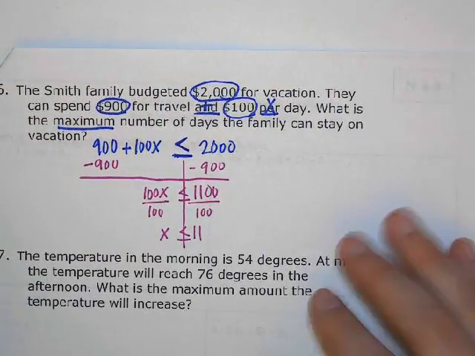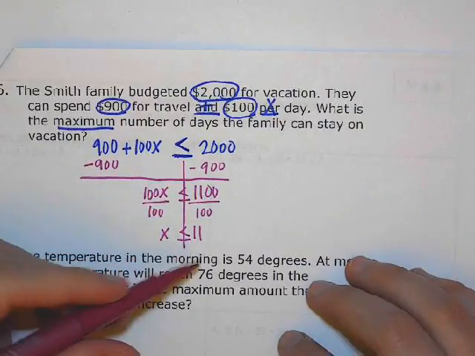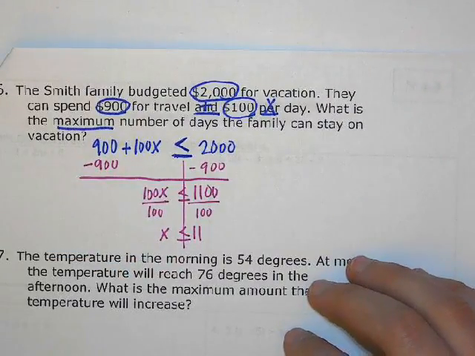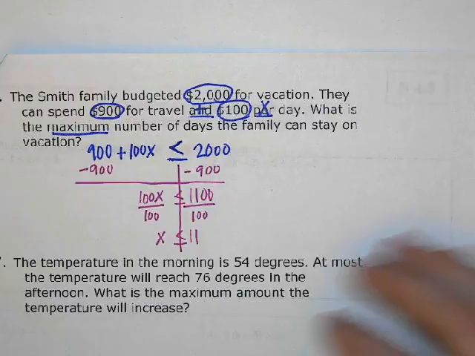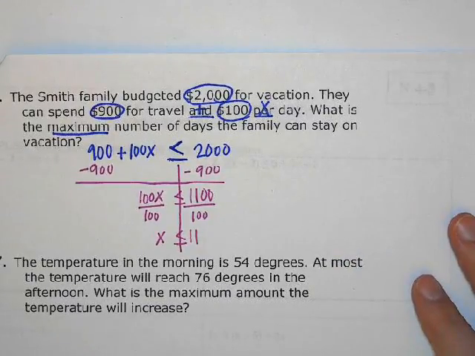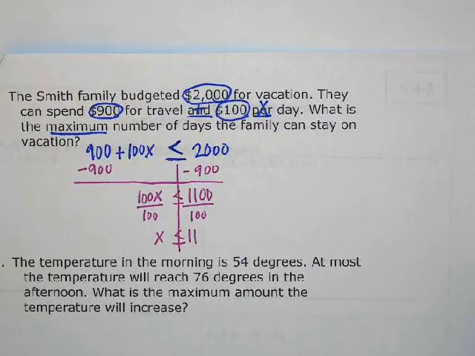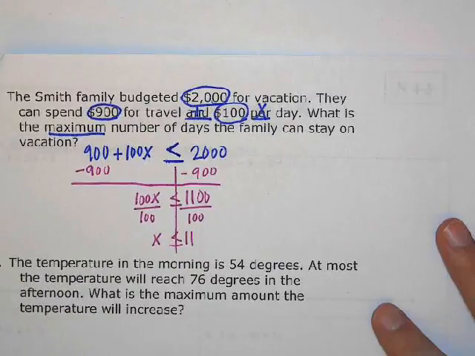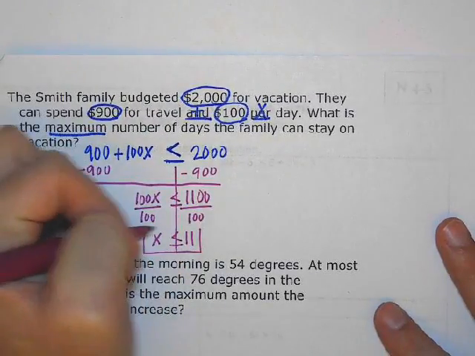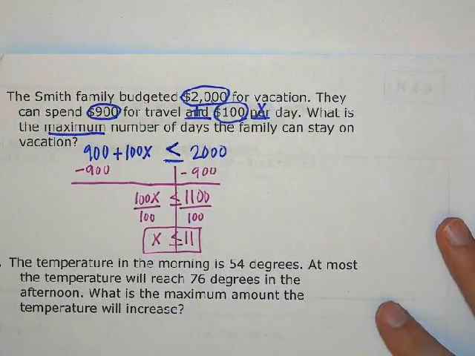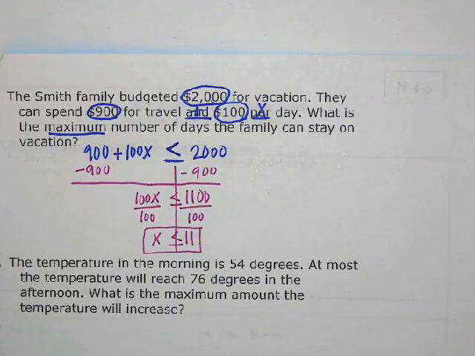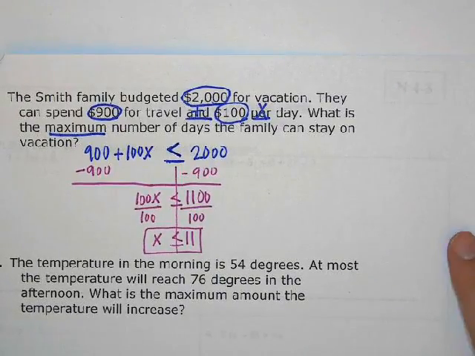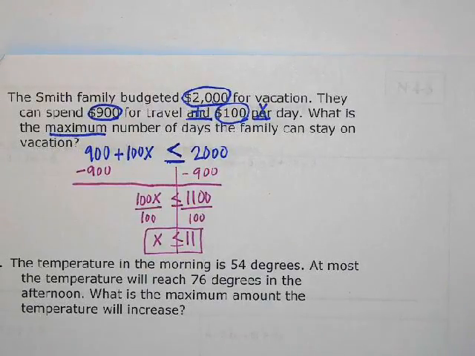Okay, now, what does this tell me? X less than or equal to 11. The 11 days. He could stay how many days? 11. And what would happen after 11 days? He'd have to go home. He would have no more money. He spent all of his $2,000. Could he stay 10 days? Yes. He would just have some leftover money. Could he stay 5 days? Yes, he'd have leftover money. Could he stay 12 days? No, he doesn't have enough money for that.